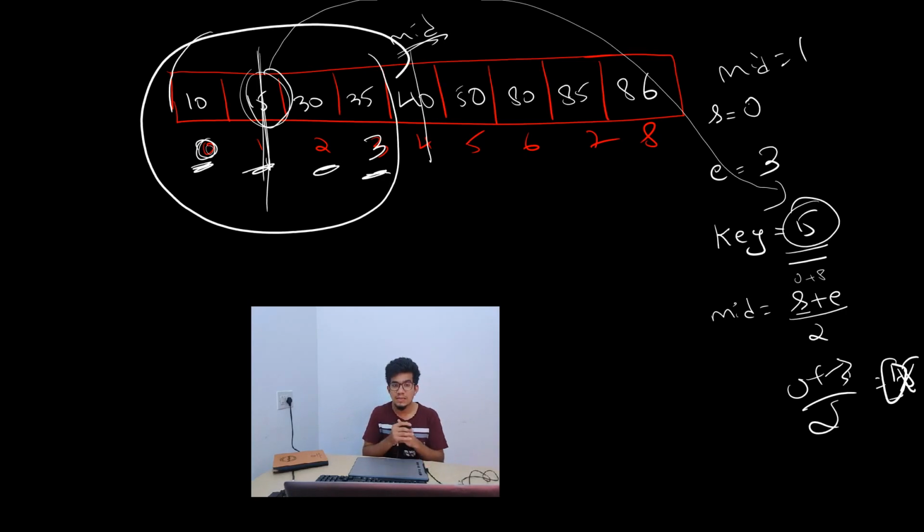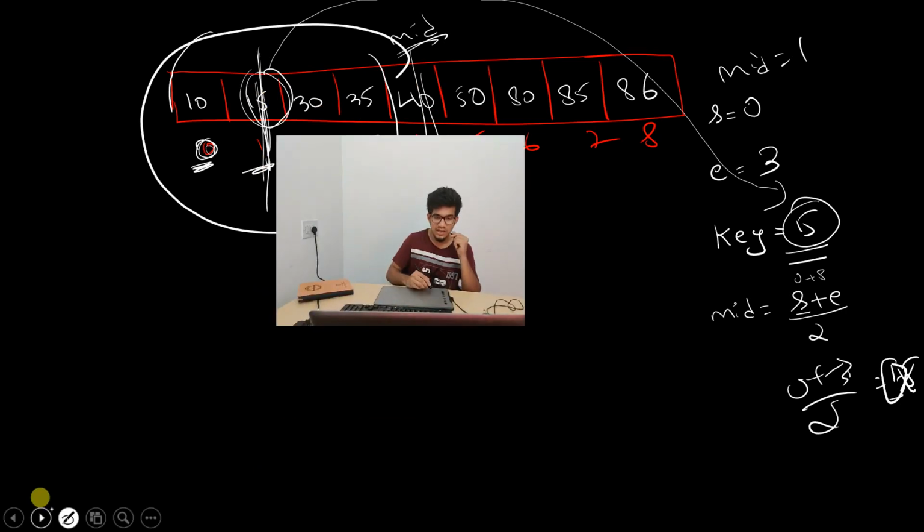Now you think and tell me how many comparisons I had done. 1 split, and in the second split only I got my answer. So don't think the time complexity is not very efficient. Let me give more examples.